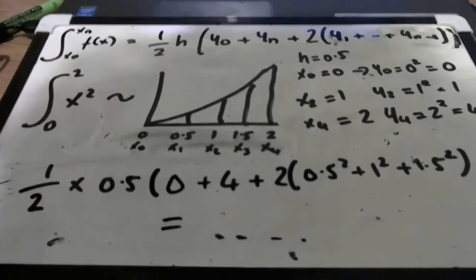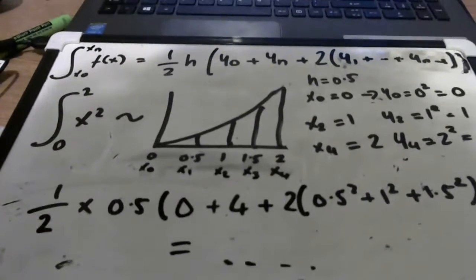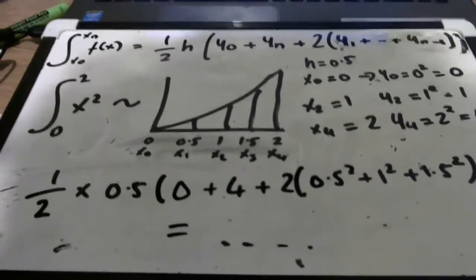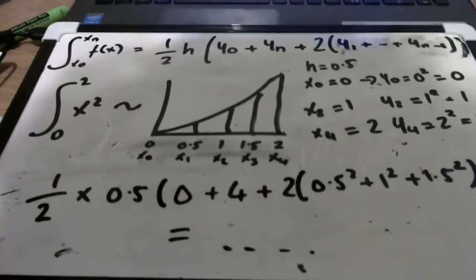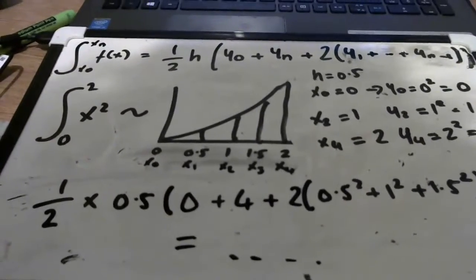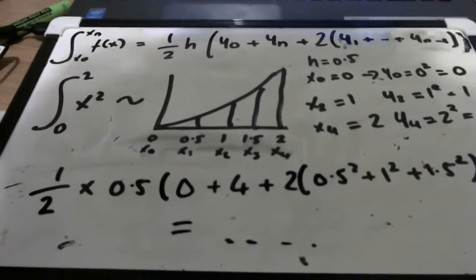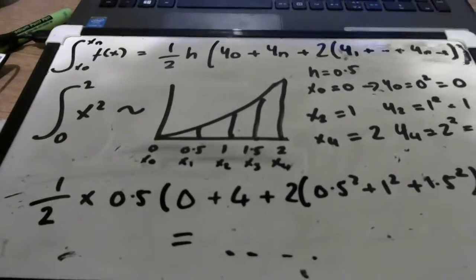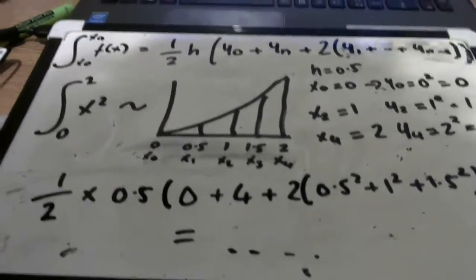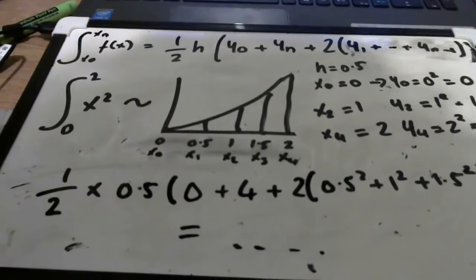And all the formula says is you take a half, you multiply it by what we can just call the class width or the width of the trapezium or whatever. So half times 0.5, and all of that is going to be multiplied by a huge bracket. Inside the bracket, all you've got to remember is that the first and the last values, the y0 and the y4, get added to each other. And then those get added to two lots of everything else. So it's going to go first value, last value, plus two lots of all the other values. And that huge bracket gets multiplied by a half times whatever the width of the trapezium is.